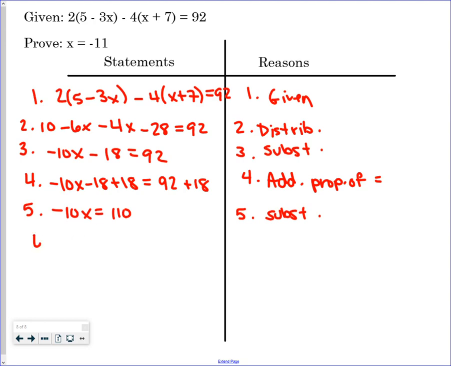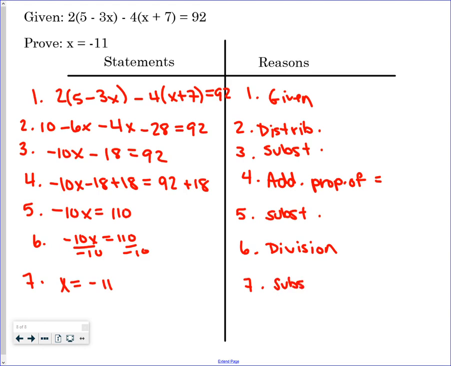So now what do I do to both sides? So I rewrite it. Negative 10x equals 110, and you can put over negative 10 on each side like this. That's fine, okay? What did I do? Division, right? And what do I get? Grab your calculator. What do we get? Positive 110 divided by negative 10. Obviously, it's a negative, right? A negative 11. So we did math, substitution.